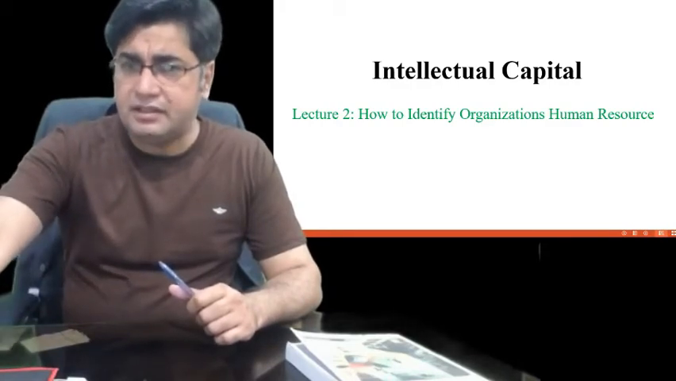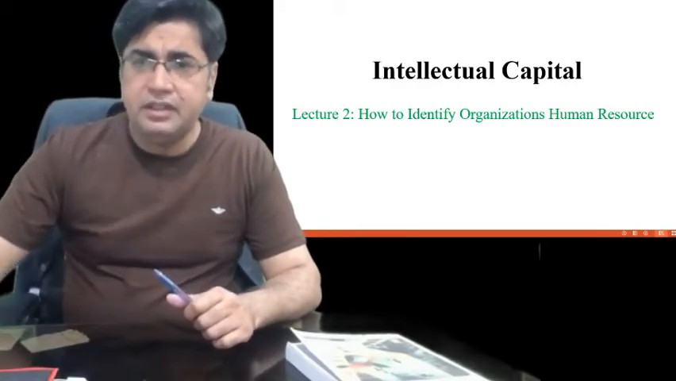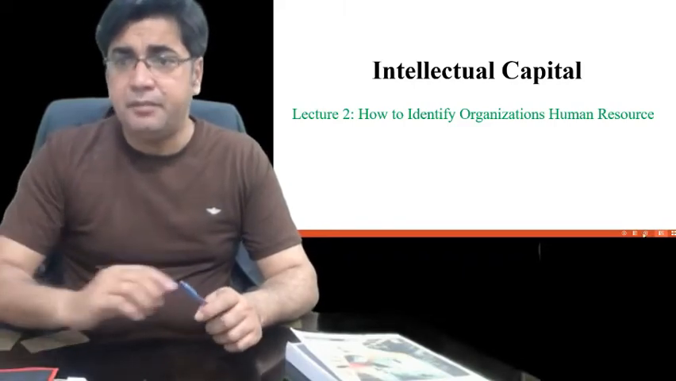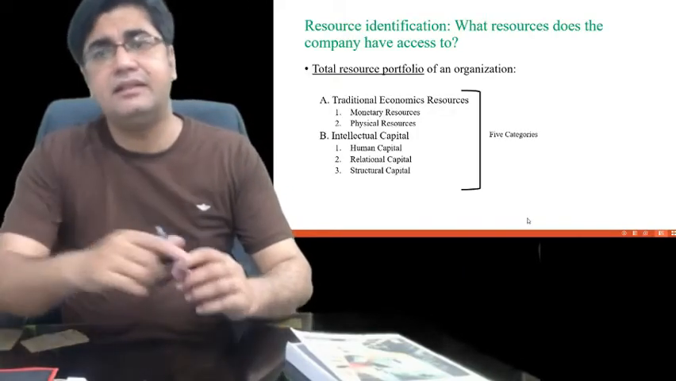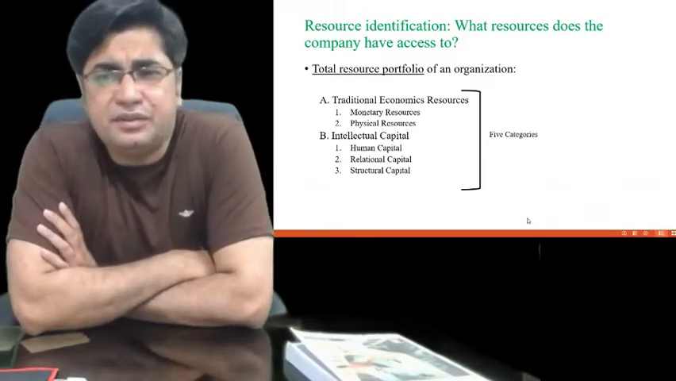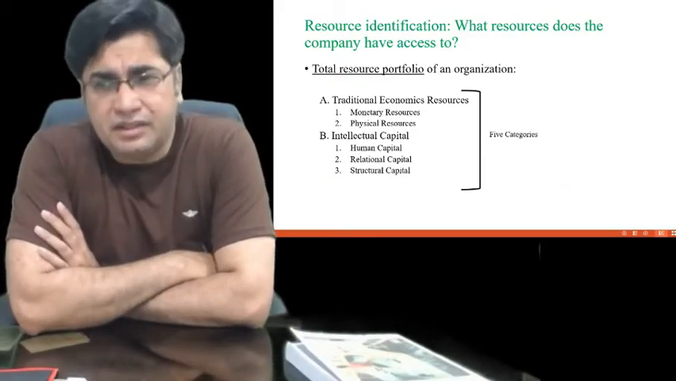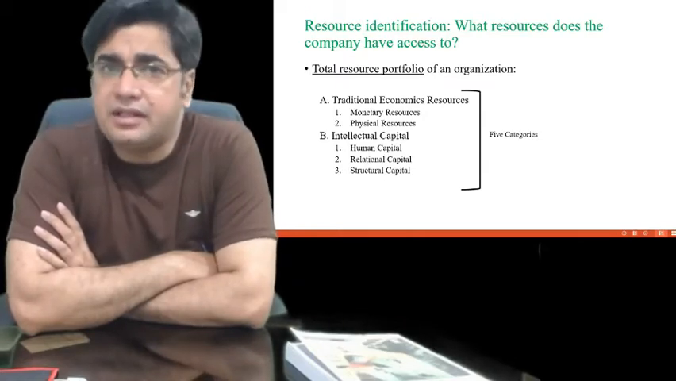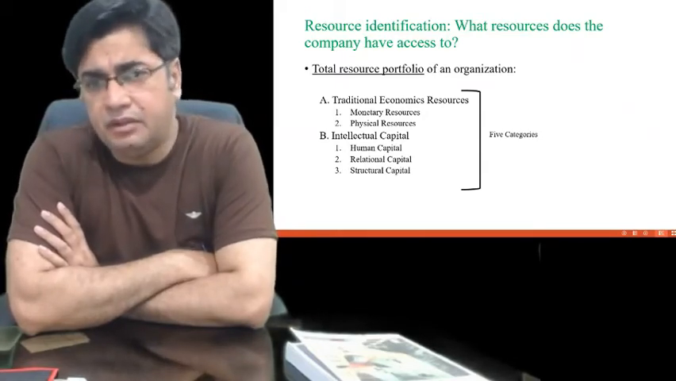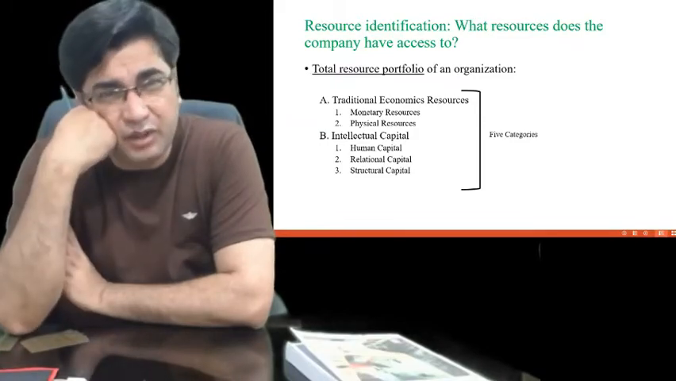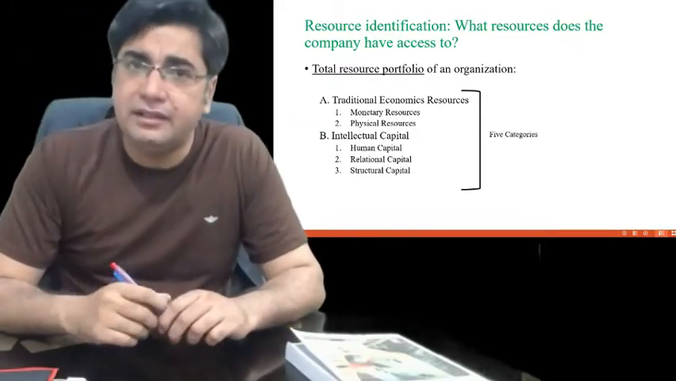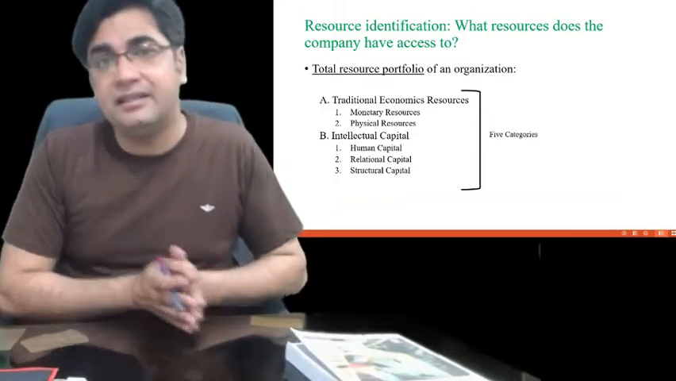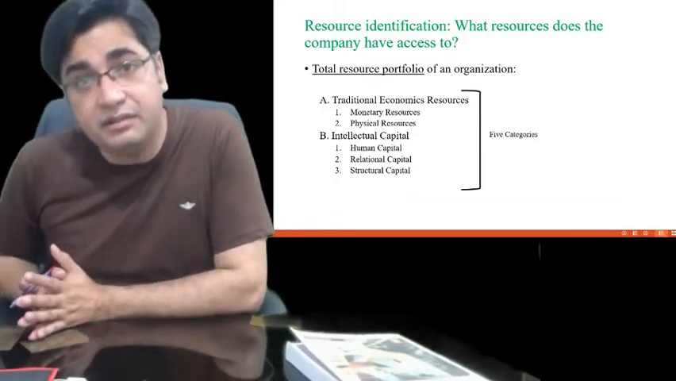So let me move forward by showing you some of the major things here. If you see the slides, they show what resources can be identified by a company, or what resources a company has access to. Primarily we can divide the resources of an organization into two parts. One is the traditional physical resources of organizations, and the other is the intangible resources.